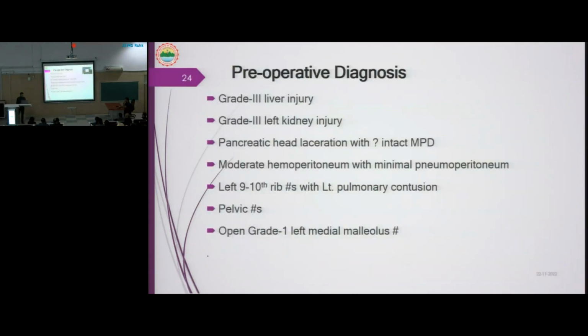Thank you, Dr. Neha. Our pre-operative diagnosis was grade 3 liver injury, grade 3 left kidney injury, pancreatic head laceration with query intact main pancreatic duct, moderate hemoperitoneum with minimal pneumoperitoneum, left-sided 9th and 10th rib fractures with left pulmonary contusion, pelvic fractures as discussed, right acetabular fracture, then right anterior superior and inferior iliac spine, and left-side inferior pubic rami fracture, and open grade 1 left medial malleolus fracture.